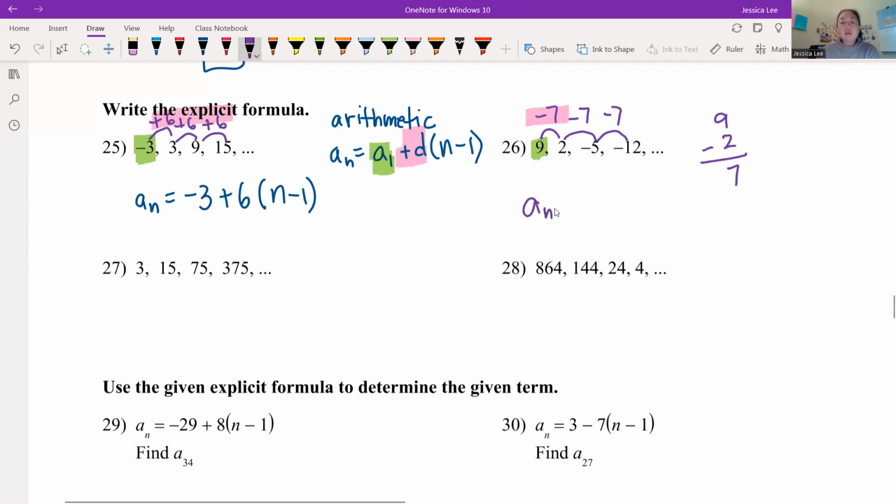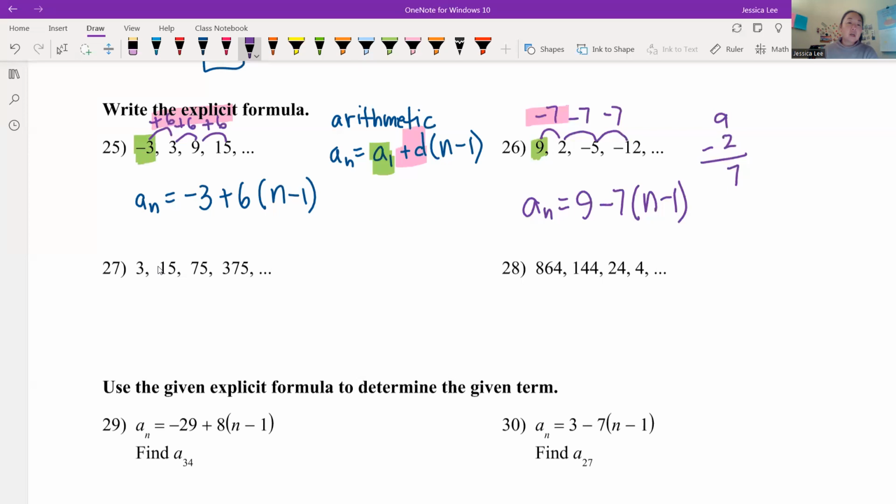So an is equal to a1, which is 9 in this case. We're going down 7, so we're going to go -7 times n minus 1. That's it. All right, now these two are different because we're no longer adding.